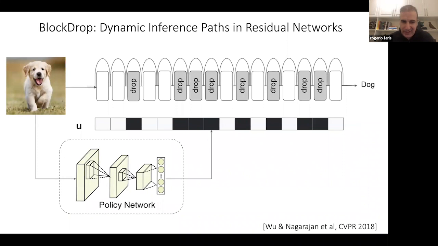We achieved this by designing a very lightweight policy network. This policy network could consist, let's say, of three residual blocks, where the computational expense would be negligible compared to the full backbone. The policy network takes an input image and then predicts, for each one of the layers or residual blocks, which ones should be executed and which ones should be dropped. So the output is a binary vector of ones and zeros indicating which blocks of the network should be executed for a given input image.